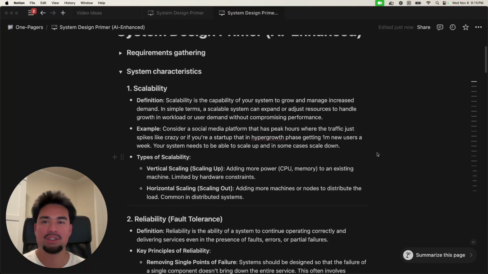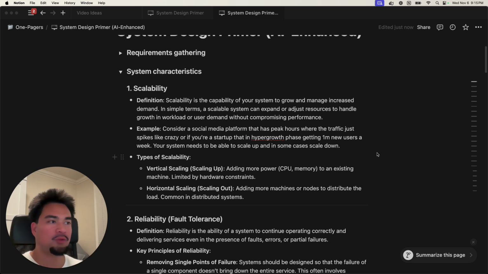Hey everyone, today I'm continuing on my system design primer and we're going into part two, which is system characteristics. System characteristics are pretty important because when you're designing a system in a system design interview, you need to design your system in a way that it has these specific characteristics or attributes.